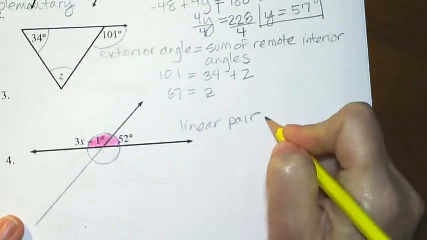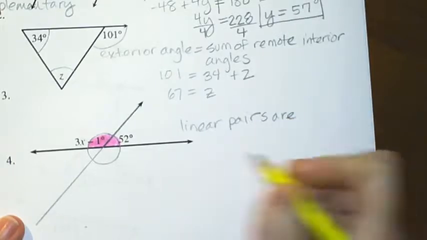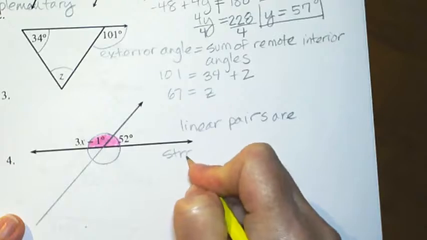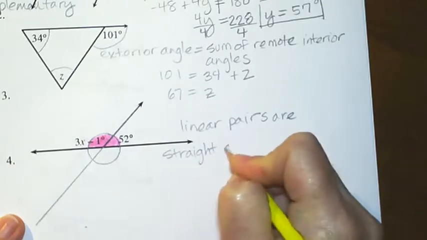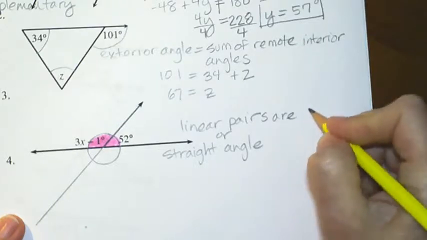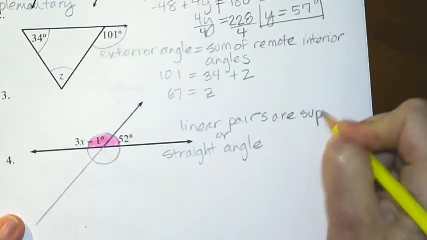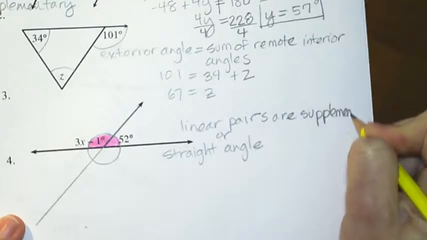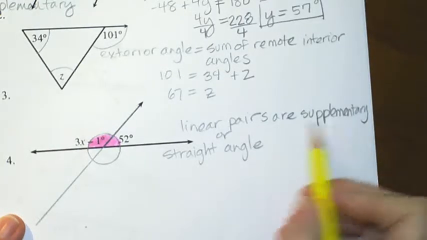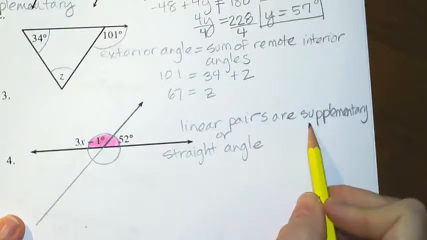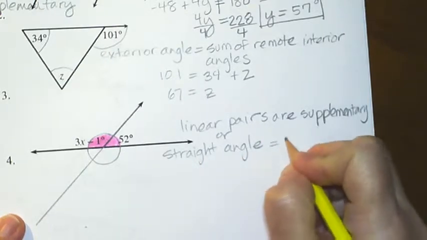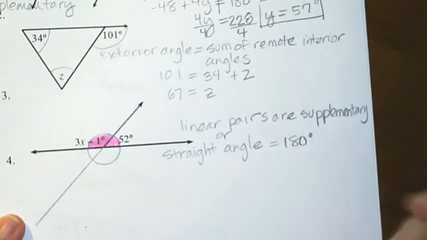Linear pairs, now you might have heard it in middle school as a straight angle. So linear pair or straight angle. Linear pairs, you would say linear pairs are supplementary. You really wouldn't say straight angle is supplementary because you need two angles for them to be supplementary. You could say straight angle equals 180, if that makes more sense.